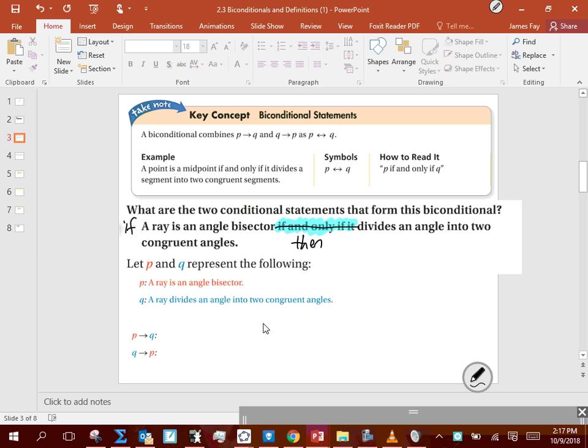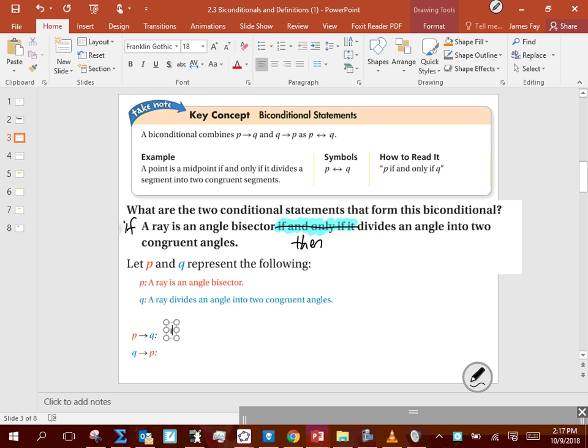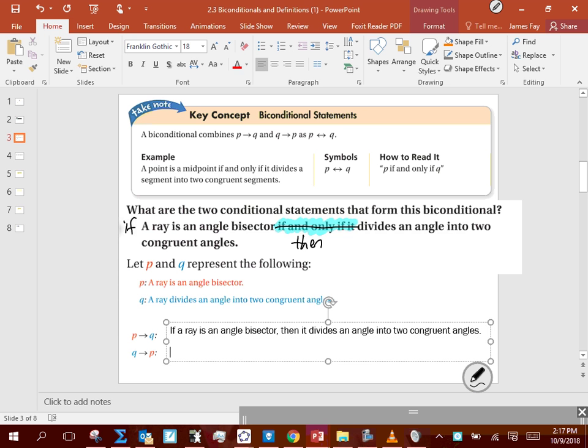Okay, so if a ray is an angle bisector, then it divides an angle into two congruent angles. And that is one of the conditional statements that is encapsulated inside that biconditional that we started with. Okay? If that's one of the conditional statements, and we know that a biconditional is made by a conditional and its converse.